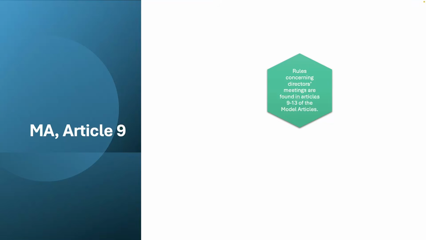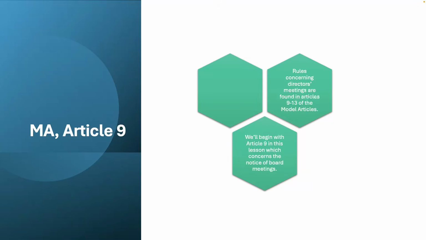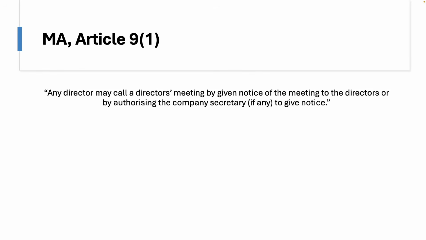Rules concerning directors' meetings are found quite broadly in Parts 9 to 13 of the Model Articles. Part 9 concerns our lesson specifically because we're focusing on the notice of board meetings, but other parts of the rules that govern directors' meetings are found in Parts 10, 11, 12 and 13 as well. So we will get to those in future lessons too. Like I said, we're going to begin with Article 9 of the Model Articles in this lesson, and Article 9 is very, very simple.